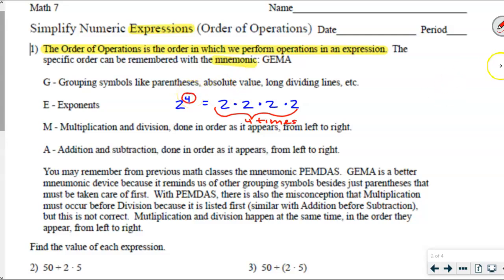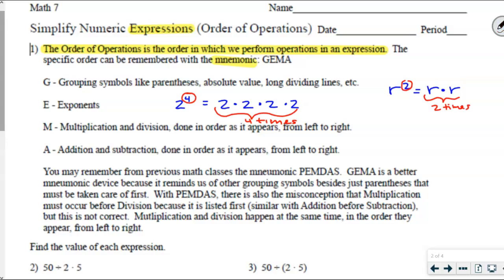Let's go back to our circles unit that we just finished. We would have a radius squared. So what did that mean? Radius times radius. How many times? 2 times because the exponent was 2. It was squared.